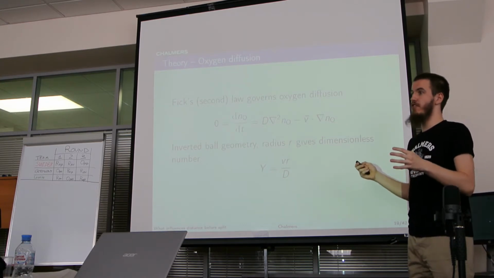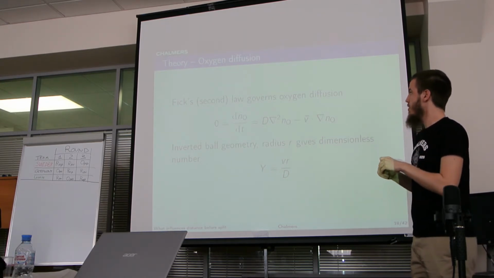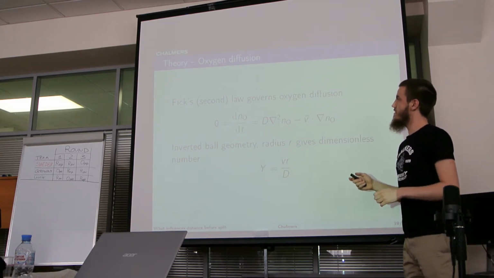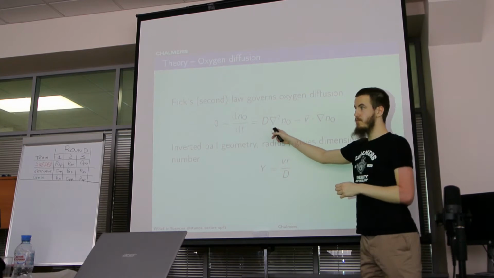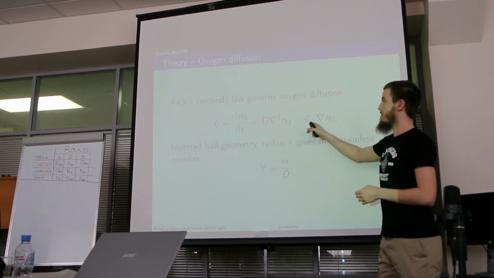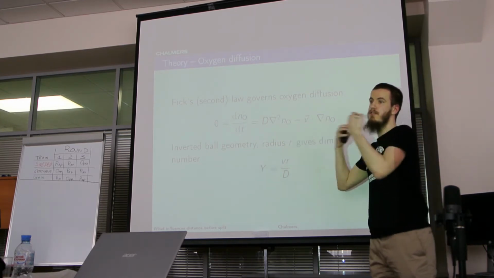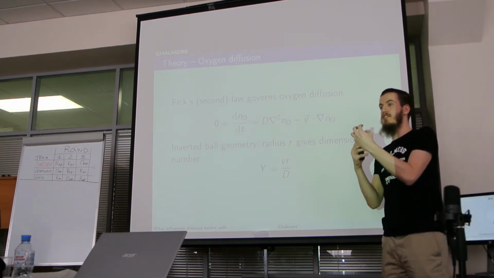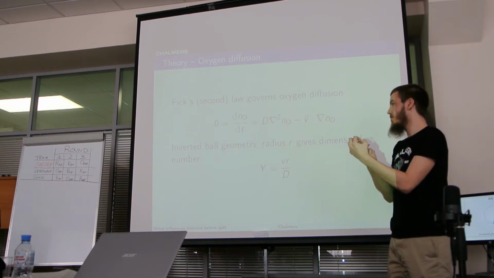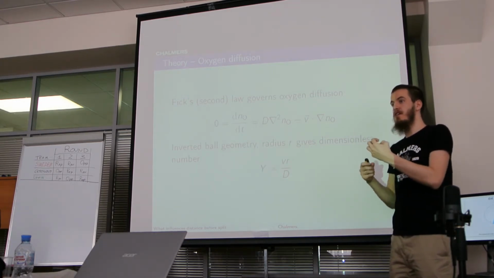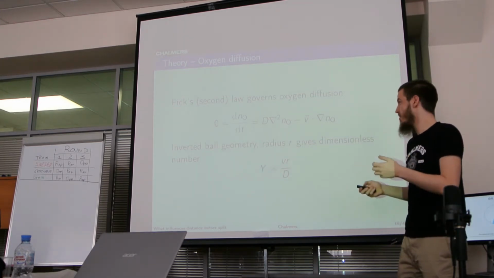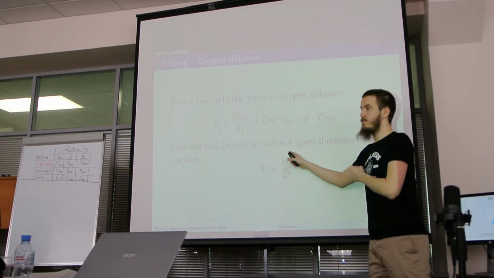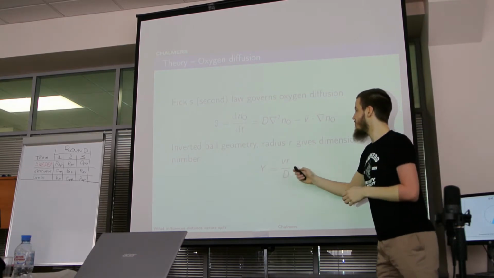Now for the oxygen diffusion around the particle, we have Fick's second law to govern the oxygen diffusion. We have a diffusion term for the random motion of air, and we have a convection term for the mean velocity coming against the particle. And we solve this equation in an inverted ball geometry, so everything except the ball of radius r. And if we non-dimensionalize this, measure length in terms of the radius and such, then we get this dimensionless number, which compares the strength of the convective spread and the diffusive spread.